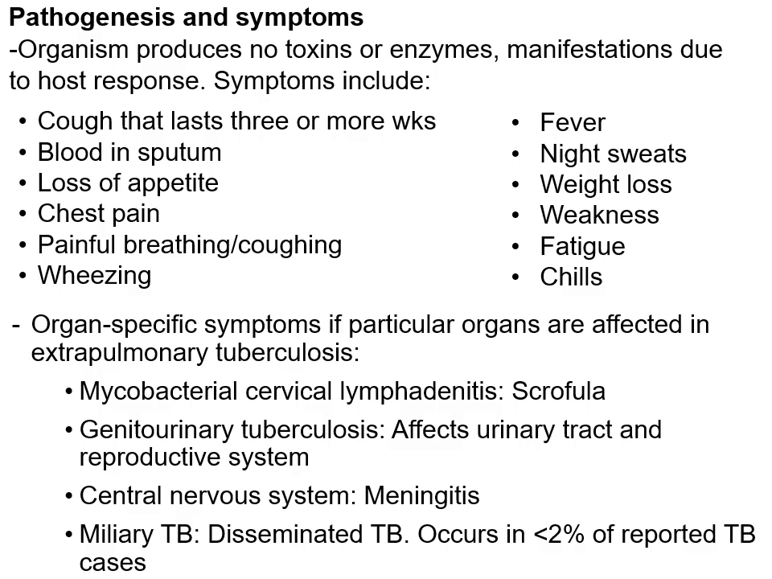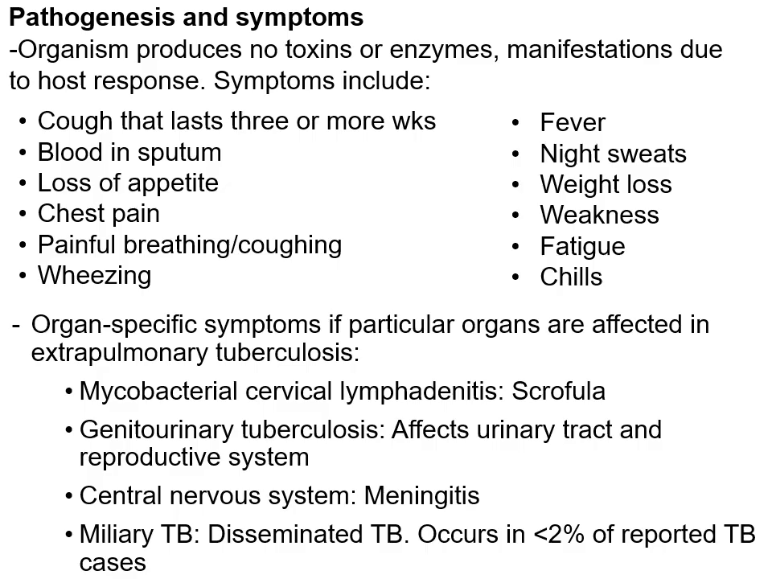The organism does not produce toxins or enzymes, and so the manifestations are due to the immune-mediated responses of the host. The symptoms include non-specific symptoms that are not really particular to tuberculosis, such as fever, weakness, fatigue, chills, but there are others that are more related to tuberculosis, like a prolonged cough or a cough that lasts 3 weeks or more, blood in the sputum, loss of appetite resulting in weight loss, painful breathing, coughing resulting in chest pain, wheezing as well.